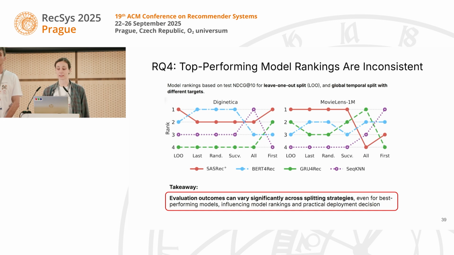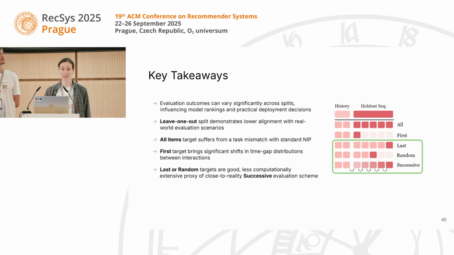Overall, we observed that for the last, random and successive targets, ranking remains relatively stable and becomes totally different for the first and all items targets. So the key takeaways are: leave-one-out split is easy to use and popular, but it demonstrates lower alignment with the real-world evaluation scenarios. We suggest further adoption of a global temporal split tailored for the next item prediction task for the evaluation of sequential recommender systems.